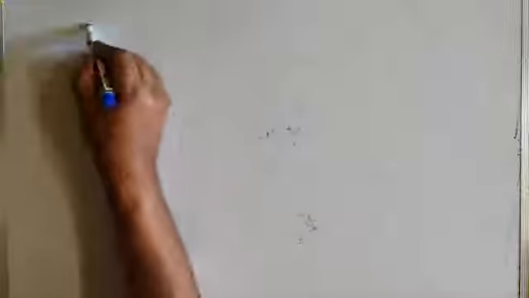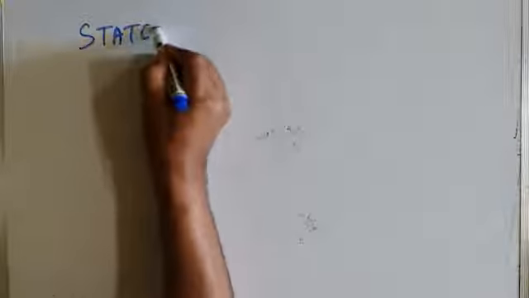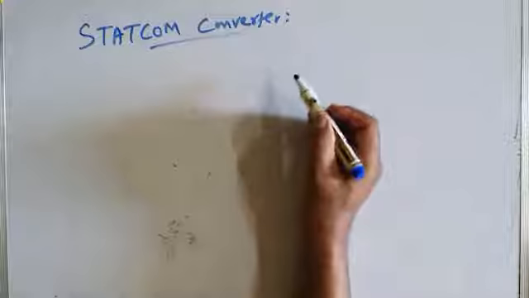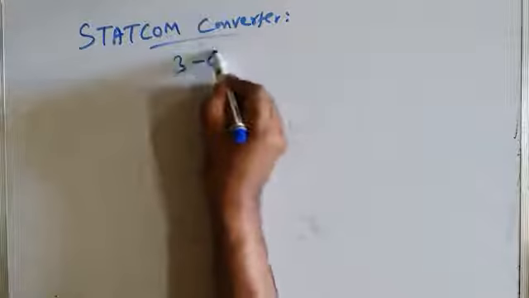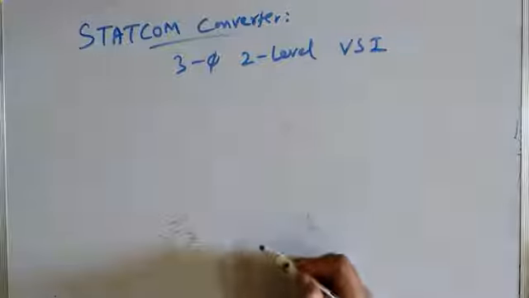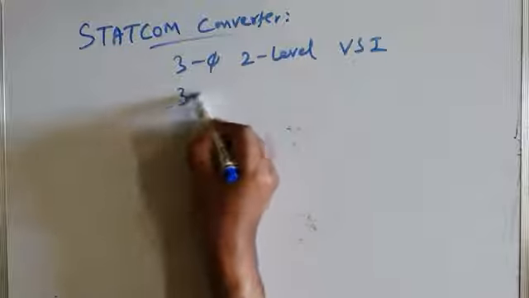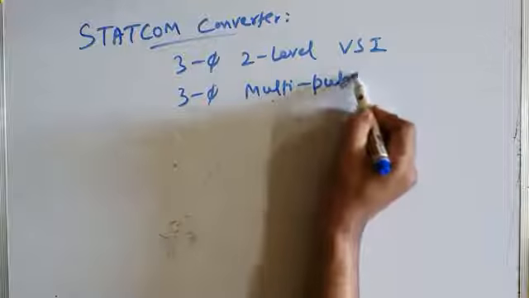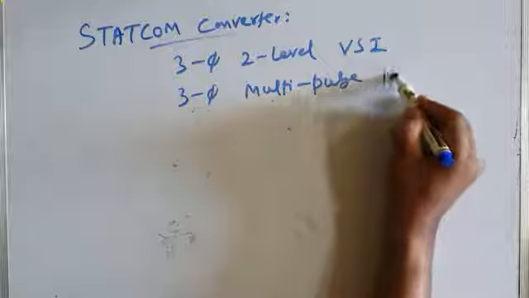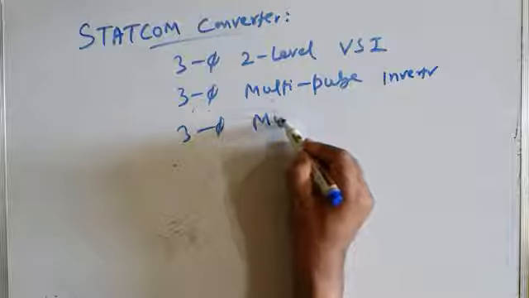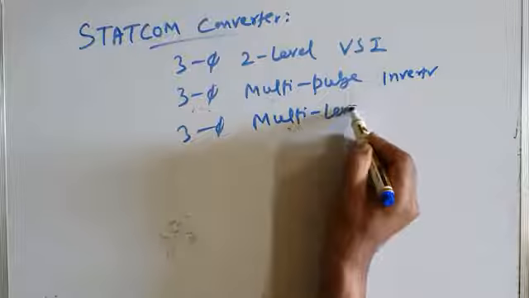And finally, to wrap up my lecture, a little bit about the Statcom converter. We know that Statcom is nothing but a voltage source converter. What type of converter is used? You may use a 3-phase 2-level voltage source inverter or voltage source converter, or you may use a 3-phase multi-pulse converter or inverter, or you may use a 3-phase multi-level converter or multi-level inverter.